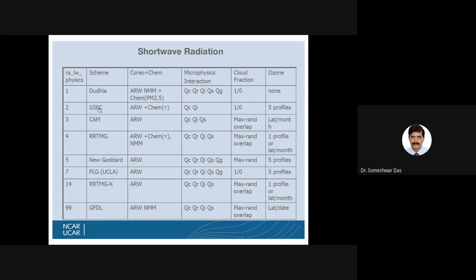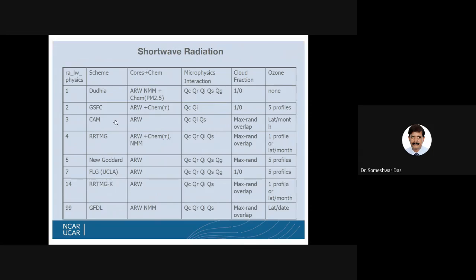Whereas if you are using the GSFC, the Goddard Space Flight Center NASA scheme, which is available in ARW as well as the CAM, then you are only using QC and QI. You are not using other species. That is a simple cloud microphysics scheme. It has either cloud water or ice, only two types. And in this case, profiles of ozone are also available.